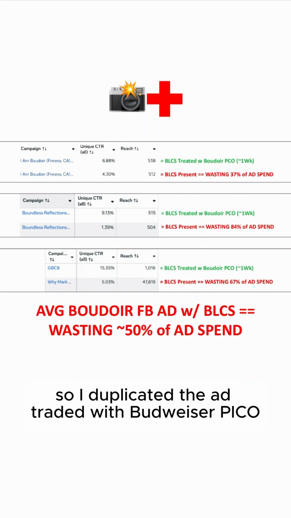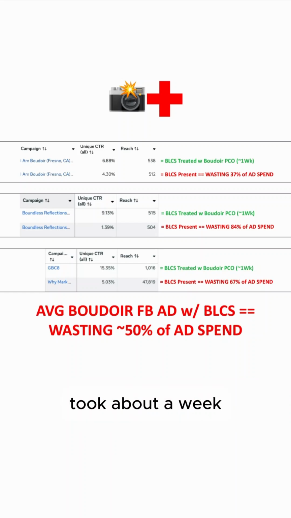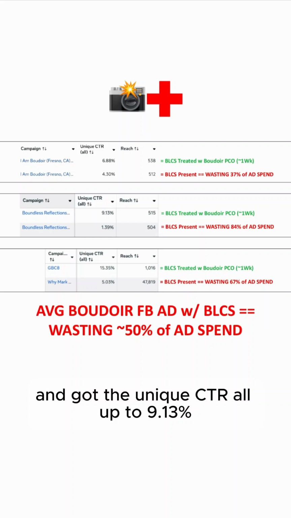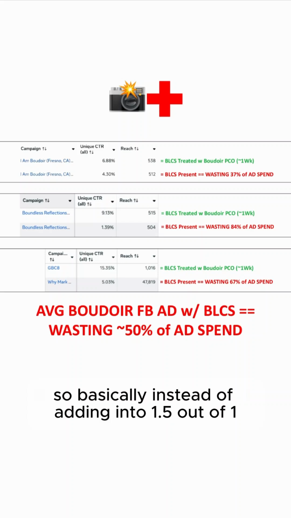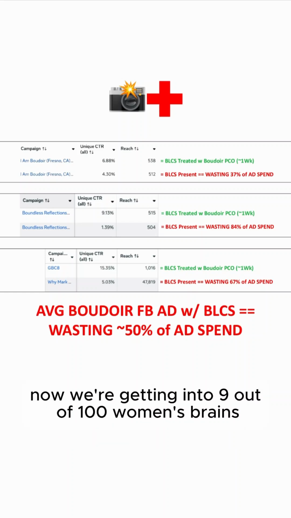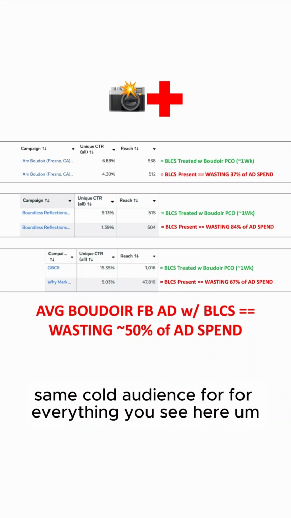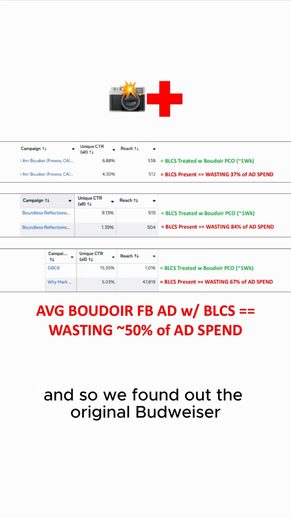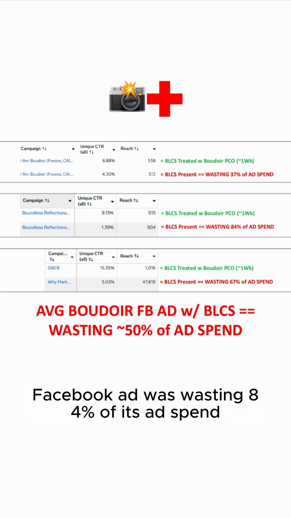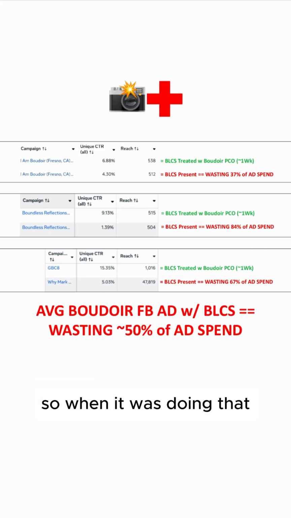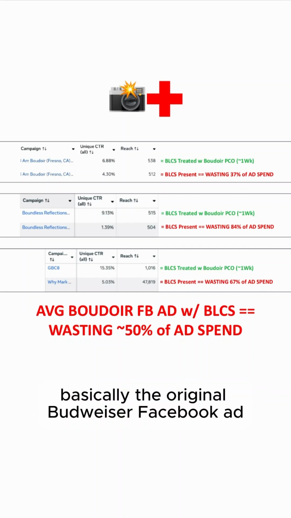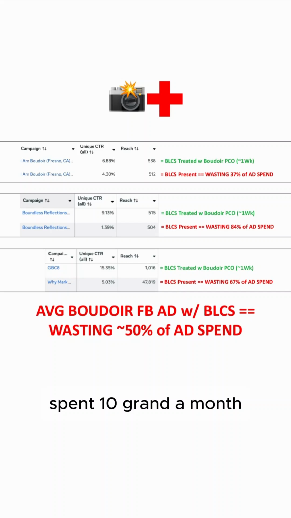So I duplicated the ad, treated it with boudoir pico, took about a week, and got the unique CTR all up to 9.13%. So basically, instead of their ad getting into 1.5 out of 100 women's brains, now we're getting into 9 out of 100 women's brains. It's the same city and same cold audience for everything you see here. And so we found out the original boudoir Facebook ad was wasting 84% of its ad spend. So when it was doing that, basically the original boudoir Facebook ad spent 10 grand a month.